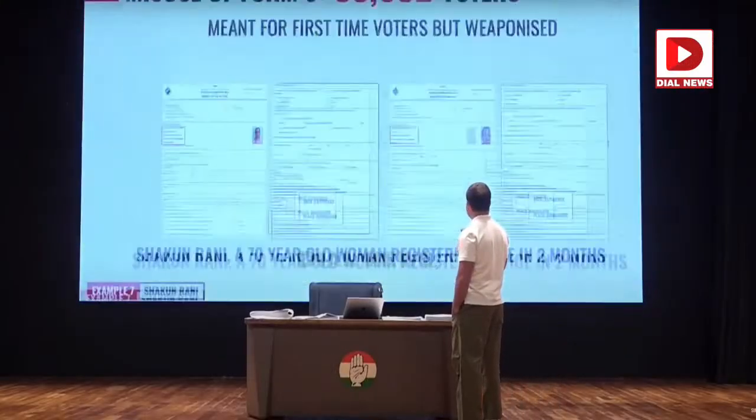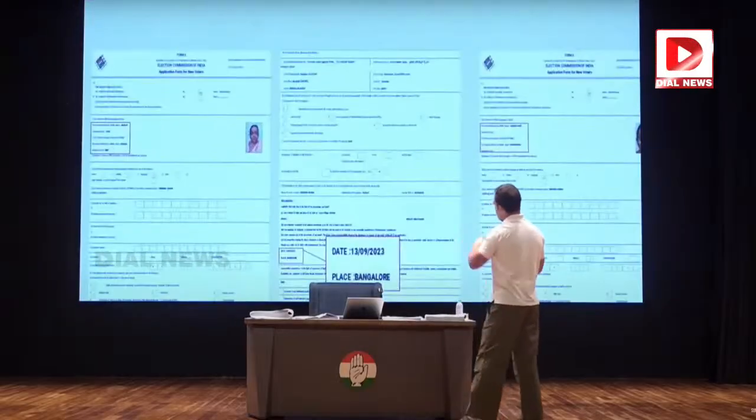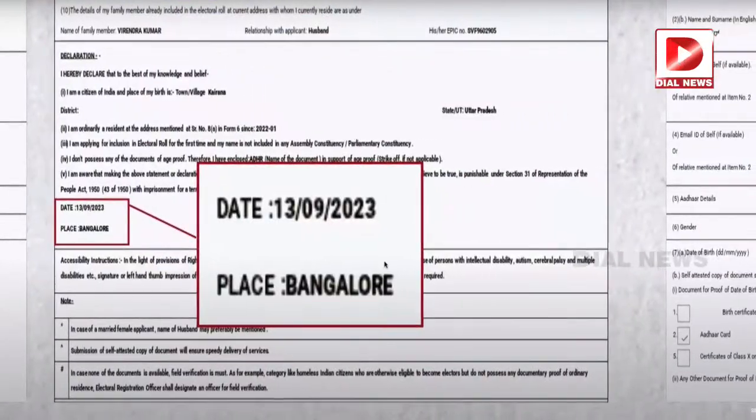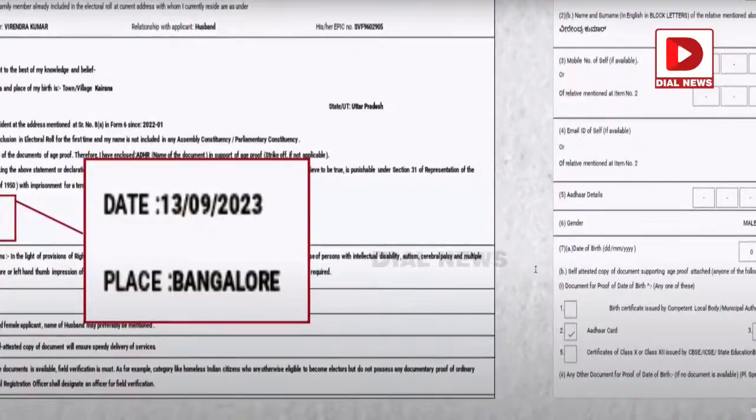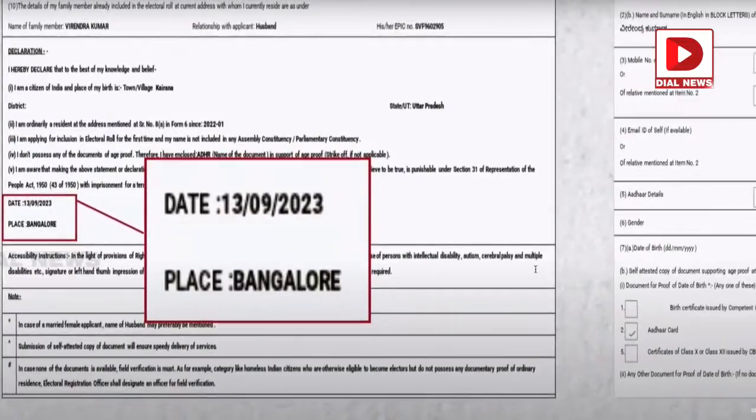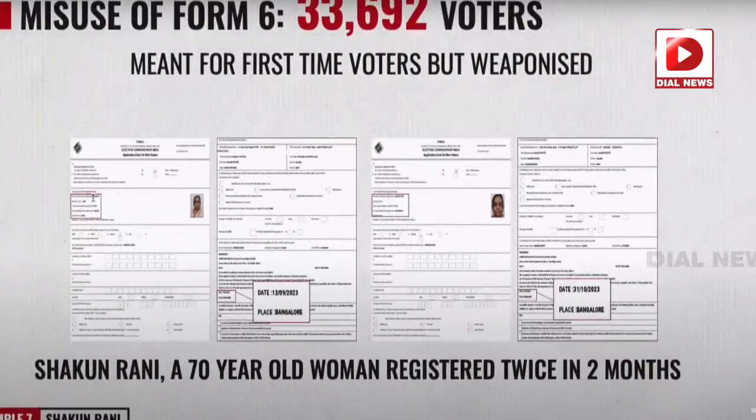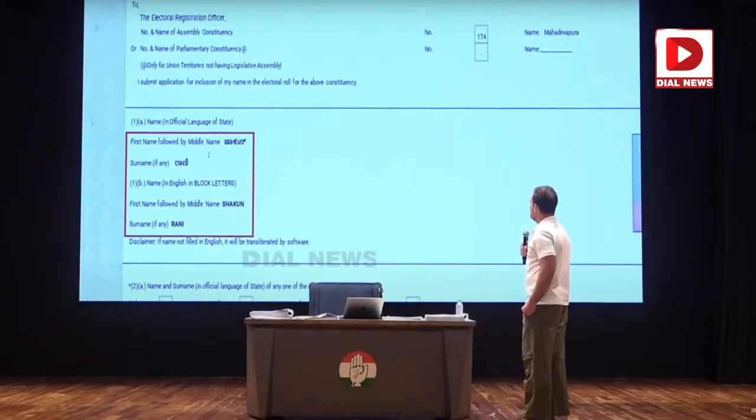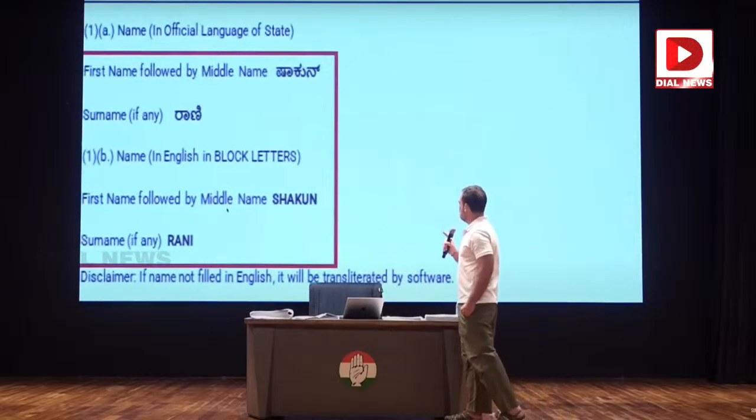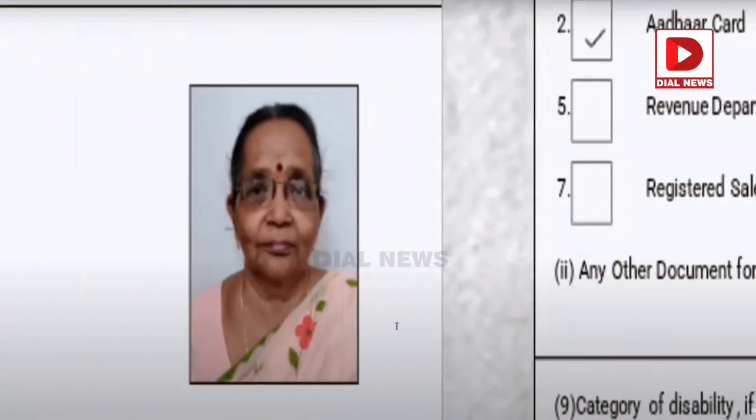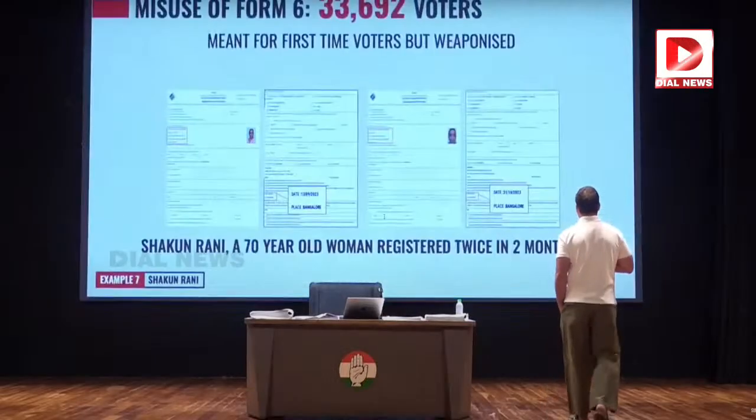Zoom out. That's her. And you see a very interesting thing here. She appears twice on the voter list. She comes in using Form 6. Zoom into her name the first time. Here, first name Shakun, surname Rani. Right? Now look at her picture. That's a picture. Now go to the other picture.